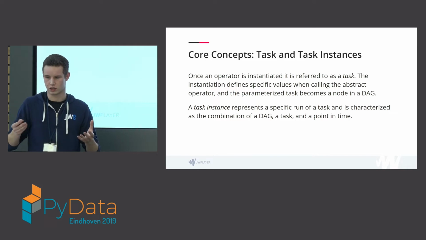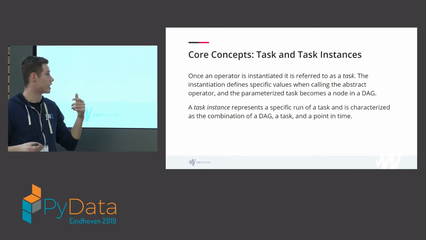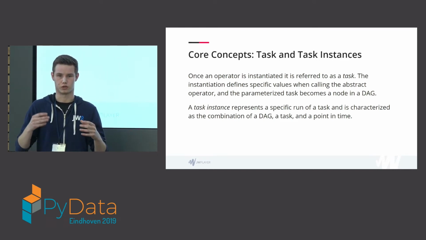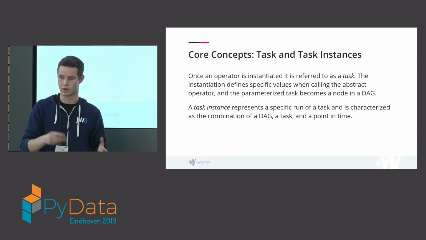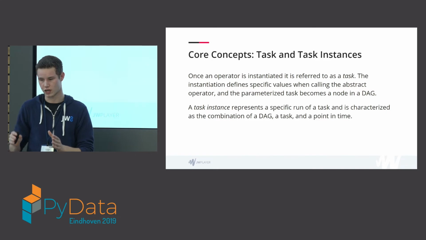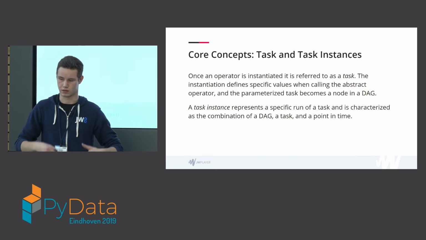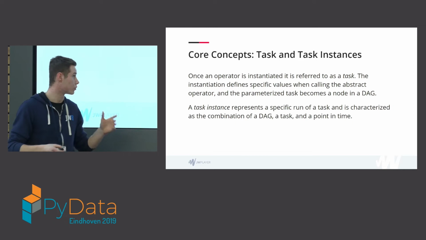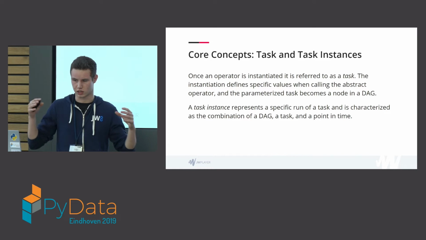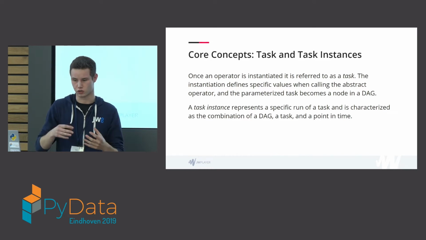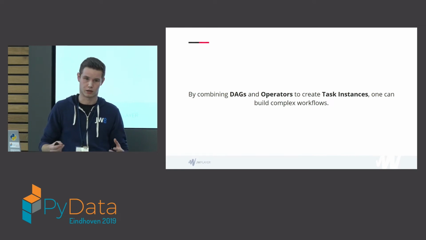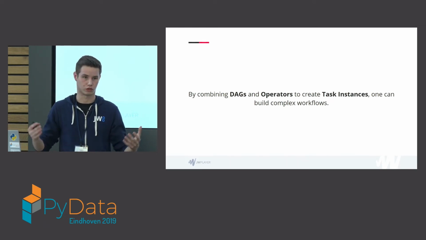So when that runs, the operators in the DAG will be instantiated, and that's what we call a task. So at that time, you can parameterize certain things. For example, maybe you want to run some task, and you want to pass it an argument, for example, the execution date for this task. That's what happens when you instantiate the operator, and at that point, you have a task instance. The task instance represents that specific run of the task at a certain point in time. So by combining DAGs and operators to create task instances, you can build really complex workflows.